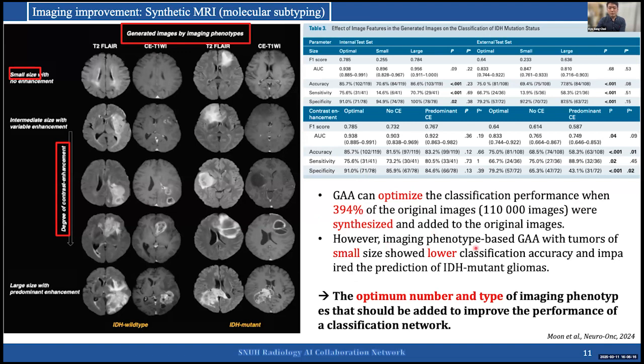Specifically, the augmentation of small-sized tumors can lead to lower classification accuracy. So they proposed the optimum number and type of imaging phenotypes that should be added to improve the performance of a classification network.